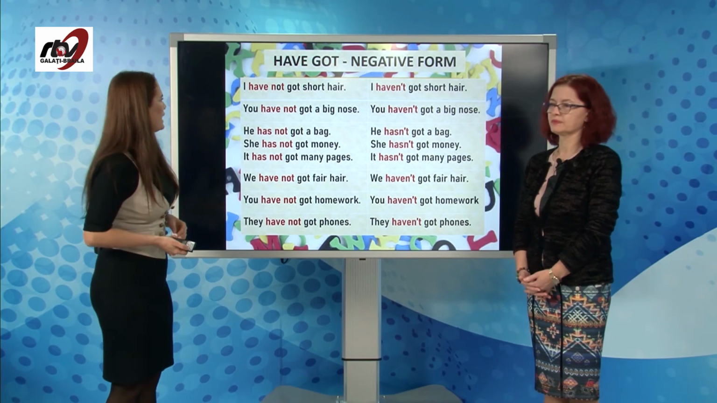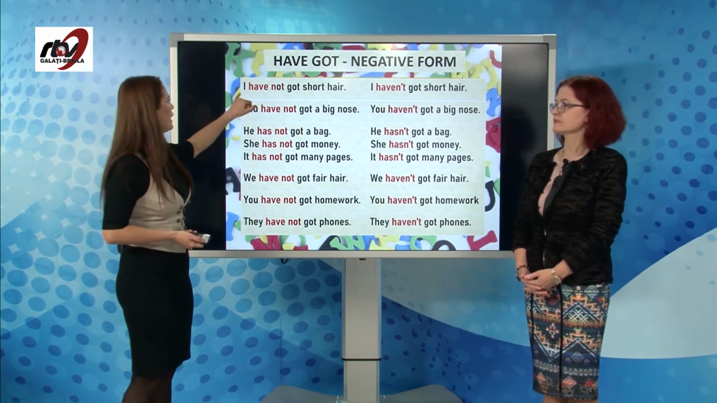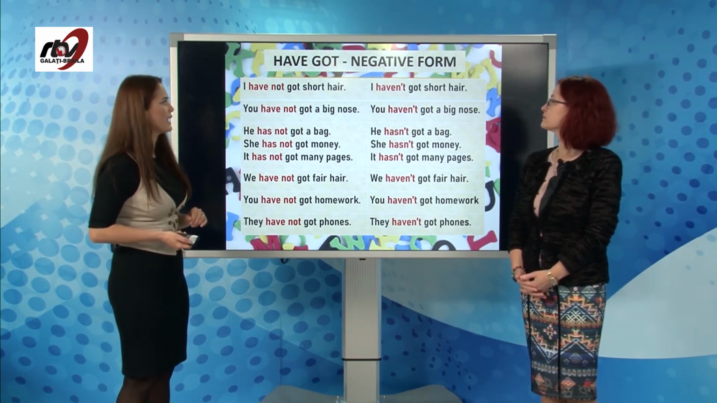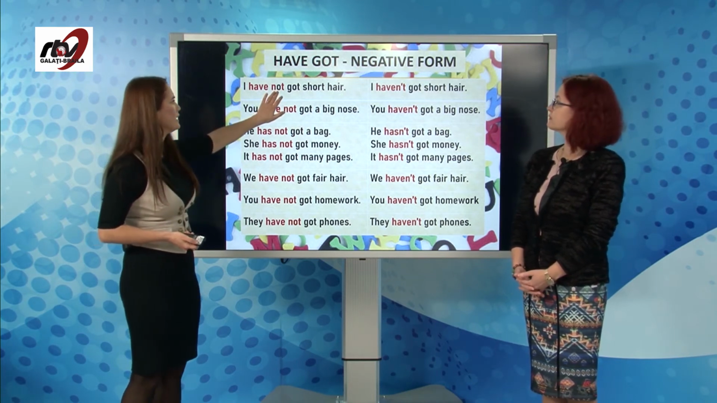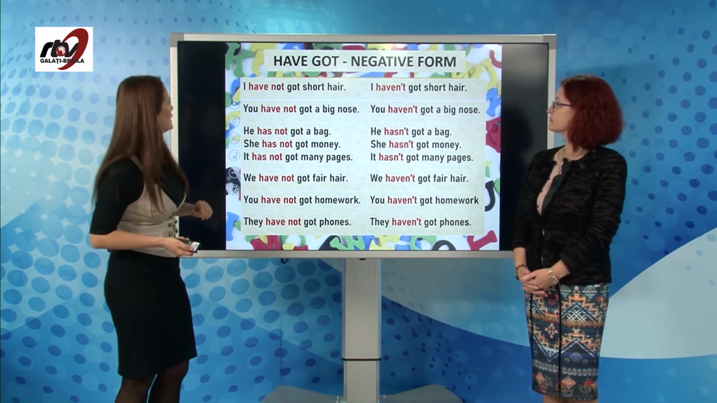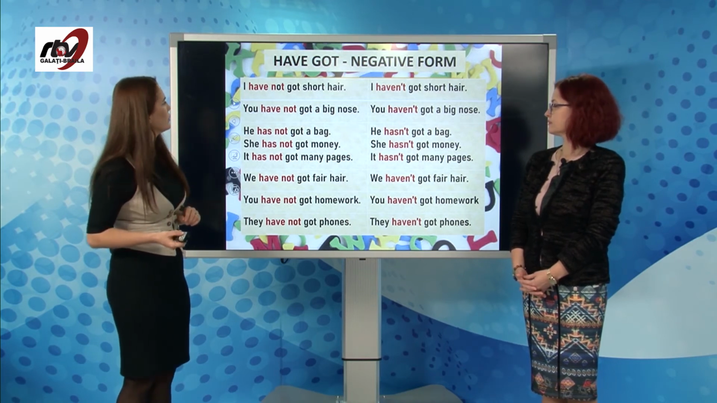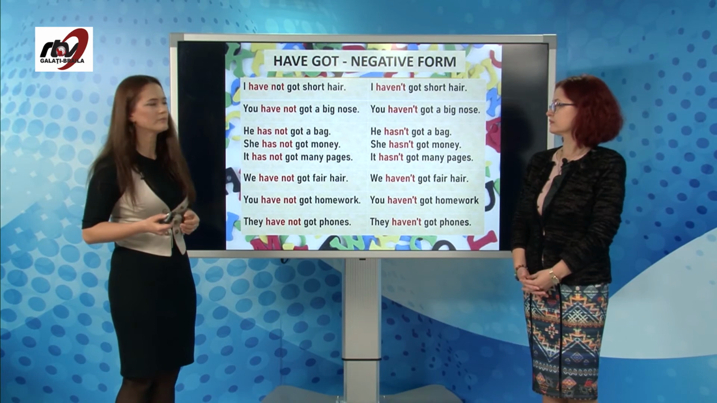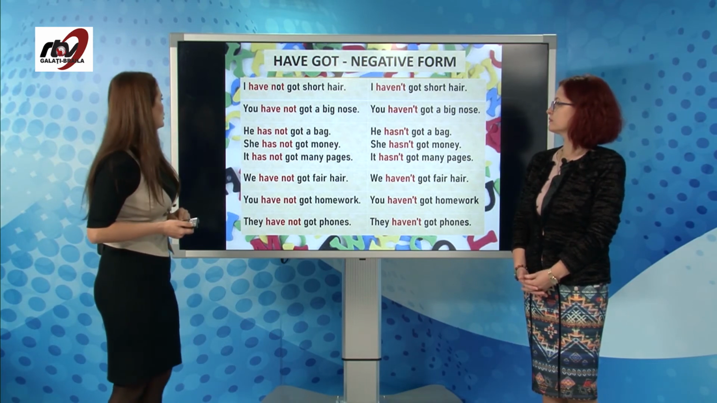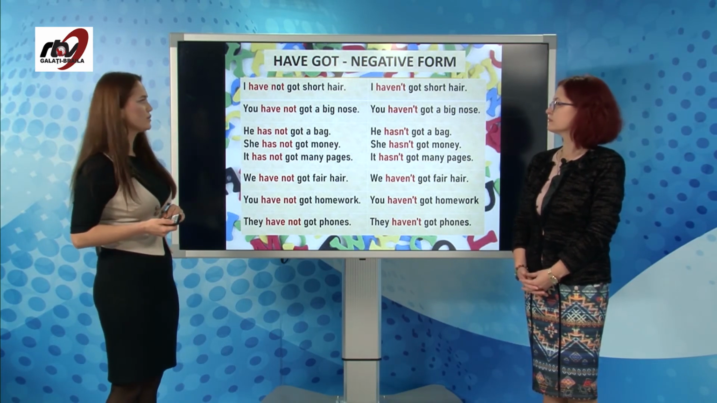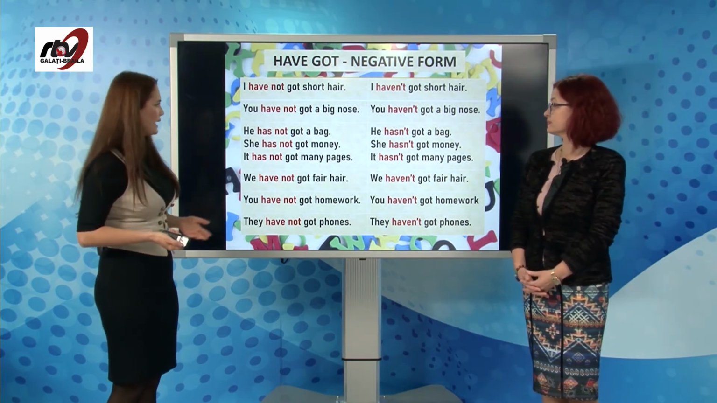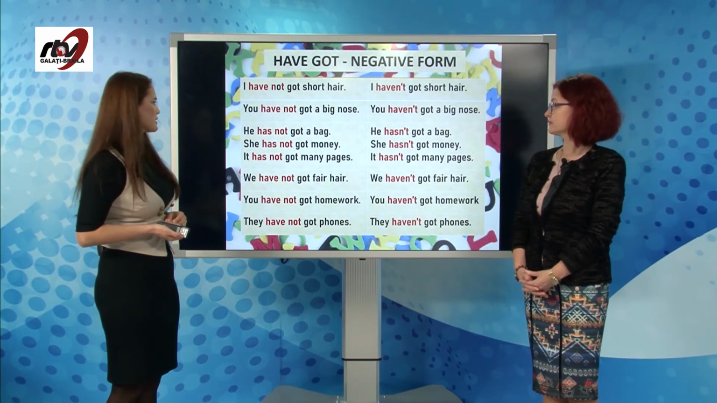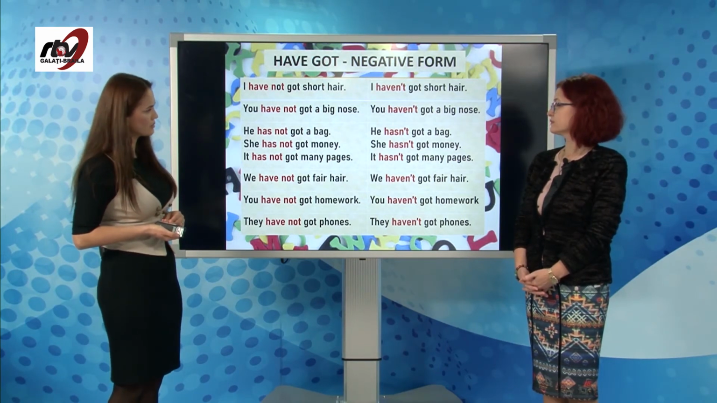The negative, we add a not. I have not got short hair. Or I haven't got short hair. Take a look here. The O disappears and we replace it actually with an apostrophe. You have not got a big nose, you haven't got a big nose. He has not got a bag, he hasn't got a bag. She has not got money, she hasn't got money.